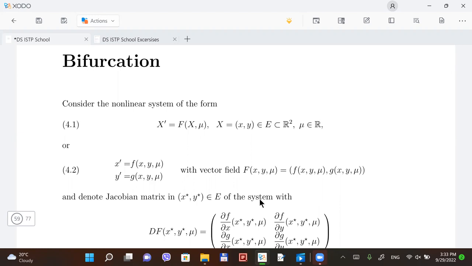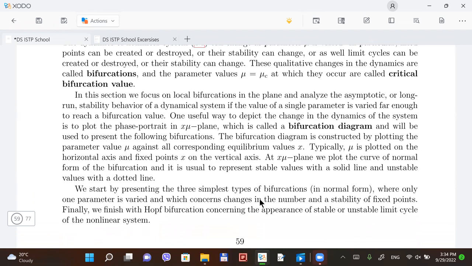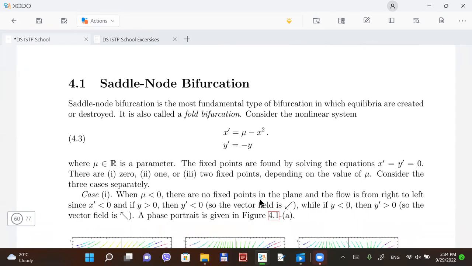Also, there is change in the existence of a limit cycle. So it can be that the system has a limit cycle, then the limit cycle disappears, or the limit cycle appears after some value of the parameter that we call the bifurcation critical line. So I will present the first three basic bifurcations concerning the number of the fixed points and their stability.